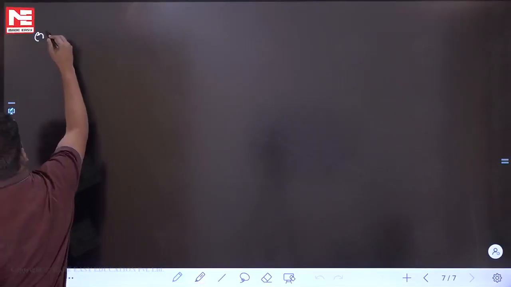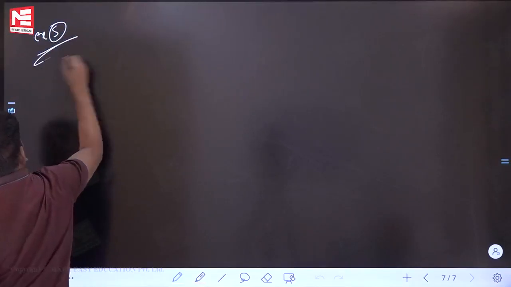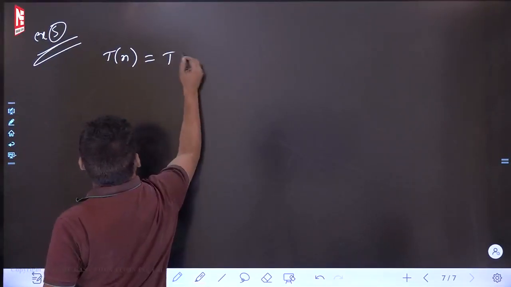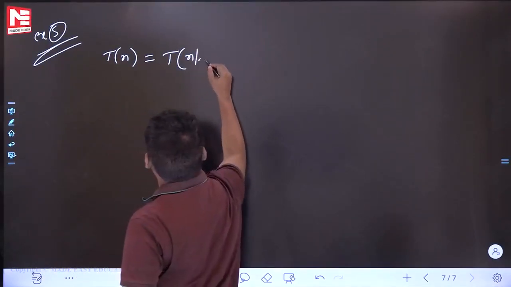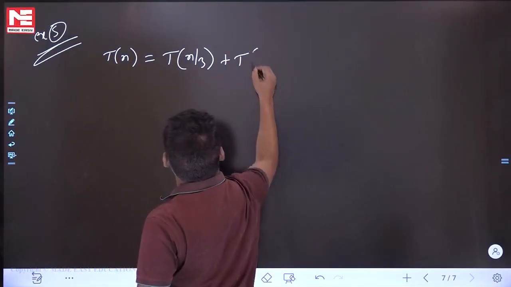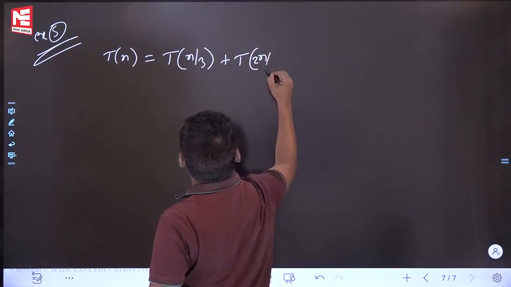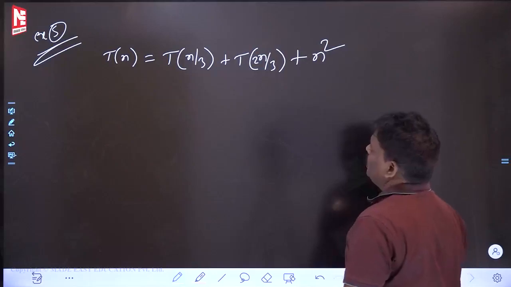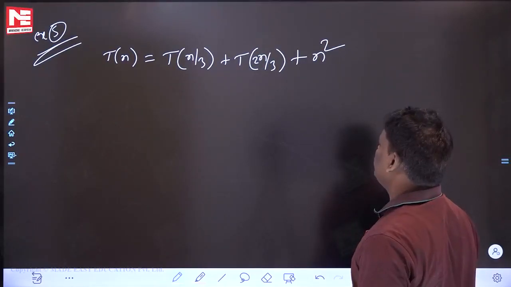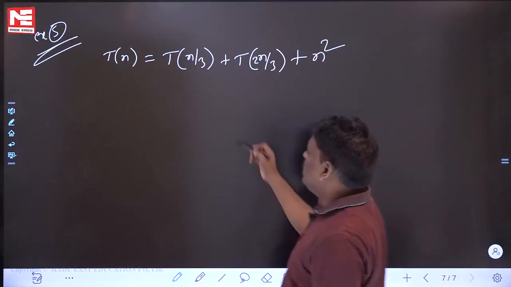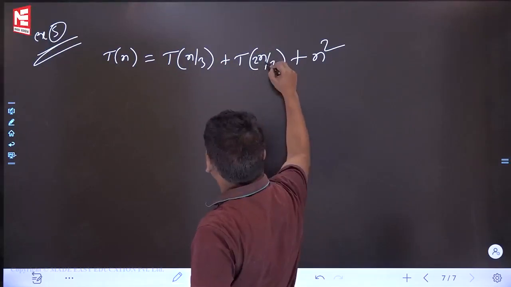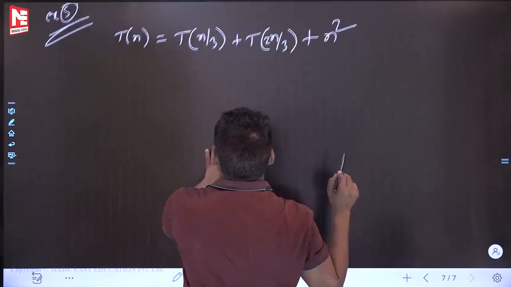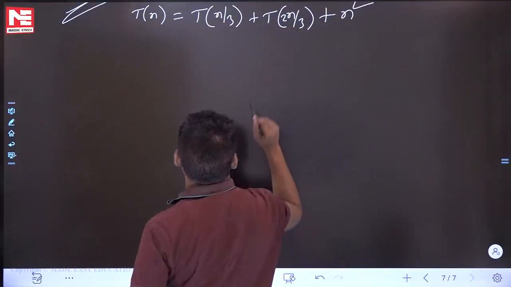Example 5. Tn is equal to T n by 3 plus T 2n by 3 plus n square. What is the meaning? Left multiply by 1 by 3, right multiply by 2 by 3. But here n is there, non-recursive term n square. Please be careful. Let's do this also. This may give more clarity.